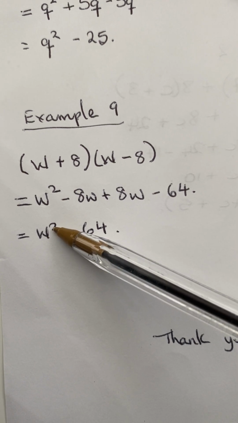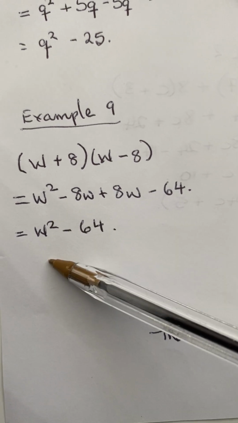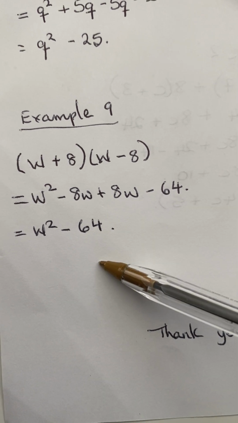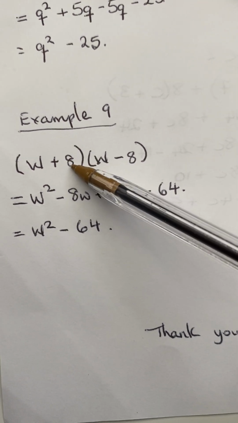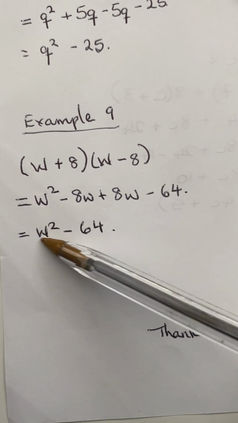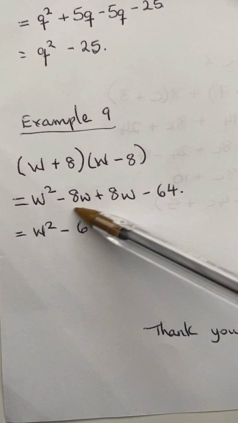So look at it again. The square root of w squared is w. The square root of 64 is 8. So you have plus 8 here, minus 8 here. So here again, we have a difference of two squares.